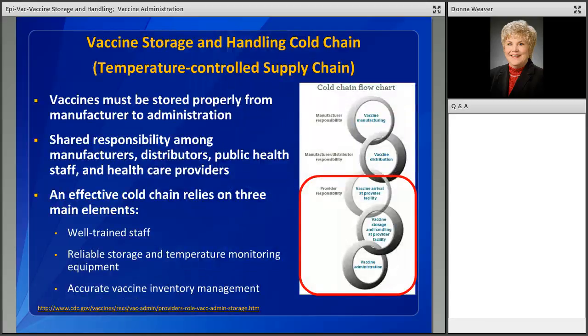It's critical that the vaccine storage and handling cold chain, which is a temperature-controlled supply chain or environment, is maintained from the time a vaccine is manufactured until it's administered. As you can see in the image on this slide, the majority of the responsibility for maintaining the vaccine cold chain occurs at the provider level. So it's essential to have a well-trained staff, reliable storage and temperature monitoring equipment, and accurate vaccine inventory management.